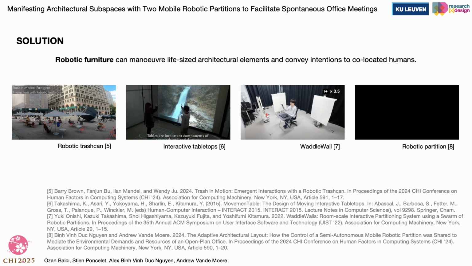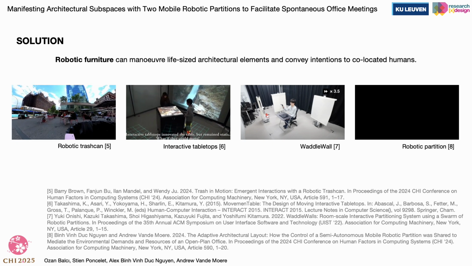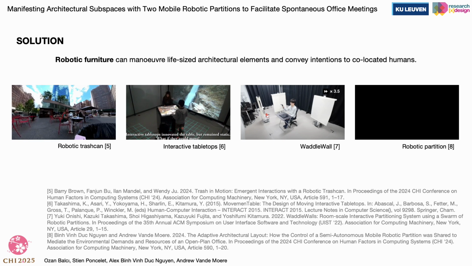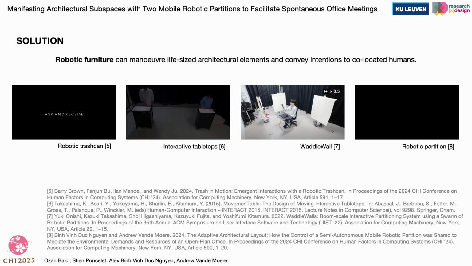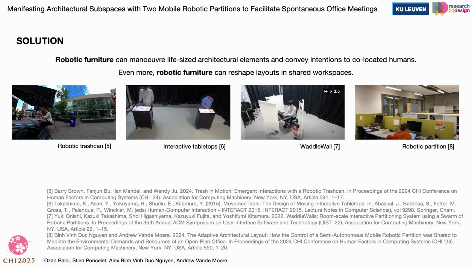Meanwhile, studies on robotic furniture demonstrate that robotic furniture can maneuver life-size architectural elements within shared environments. Even more importantly, it can convey specific intentions to people. In the context of adaptive architecture, robotic furniture has already been shown to reshape layout to reduce spatial distractions and improve privacy.